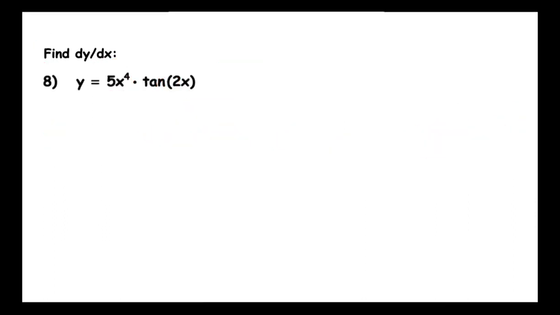All right, find the derivative, dy/dx. y is 5x to the fourth times tan of 2x. Oh, I said times. I sure did. There's a big multiplication dot. You know what that means. Oh yeah, you do. That's a u. That's a v. Get your fingers ready to start snapping. We got some product rule coming our way. u prime v plus u v prime.